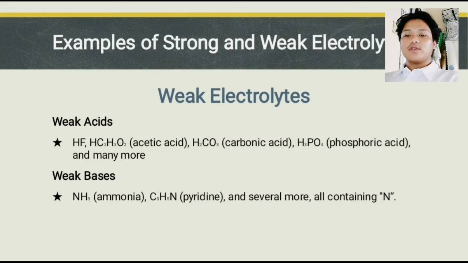For weak electrolytes, weak acids: HF, HC2H3O2, acetic acid, H2CO3, carbonic acid, H3PO4, phosphoric acid, and many more. For weak bases: NH3, ammonia, C5H5N, pyridine, and several more, all containing N.